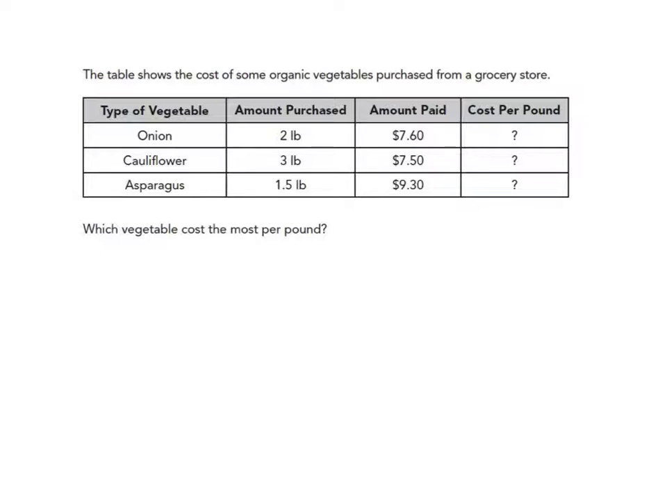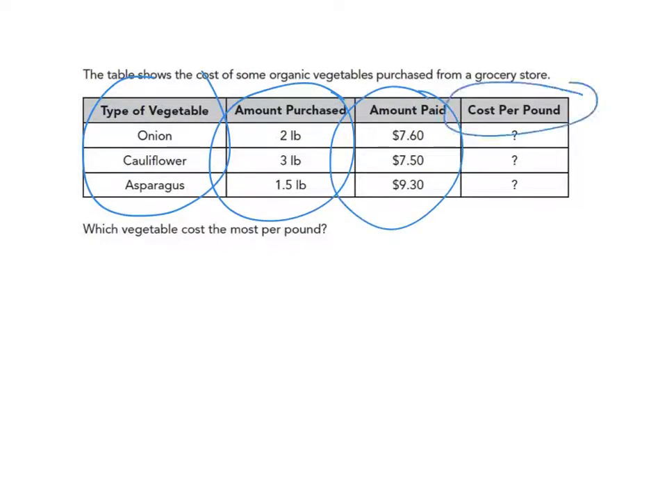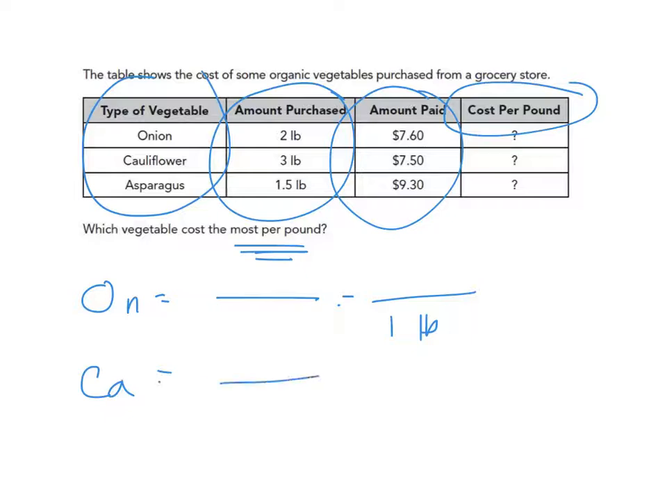For this one, they give me several different types of vegetables, and they tell me how much we bought and how much it costs, but they want to know the cost per pound because they want to know which one is the most per pound. So I need to take the onions and find their cost per single pound, take the cauliflower and find its cost per single pound, and take the asparagus and find its cost per single pound. So I'm going to take what they gave me first.